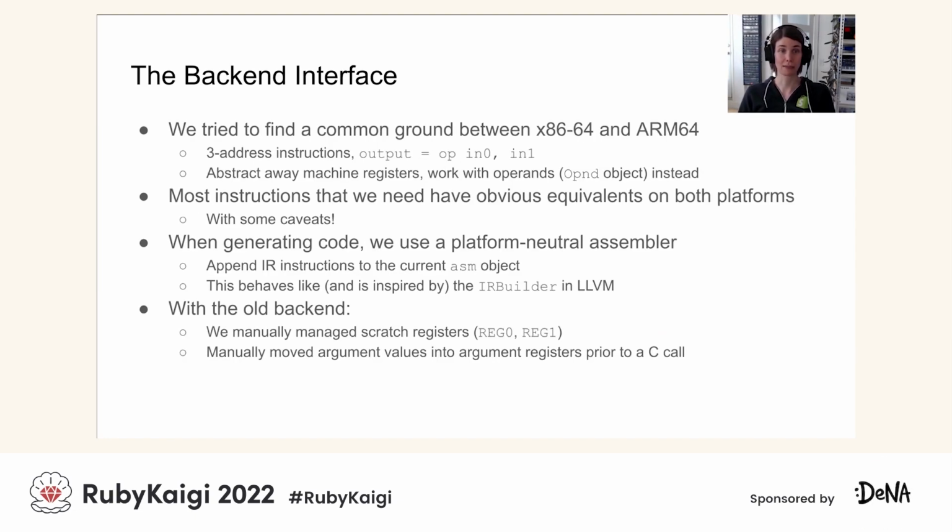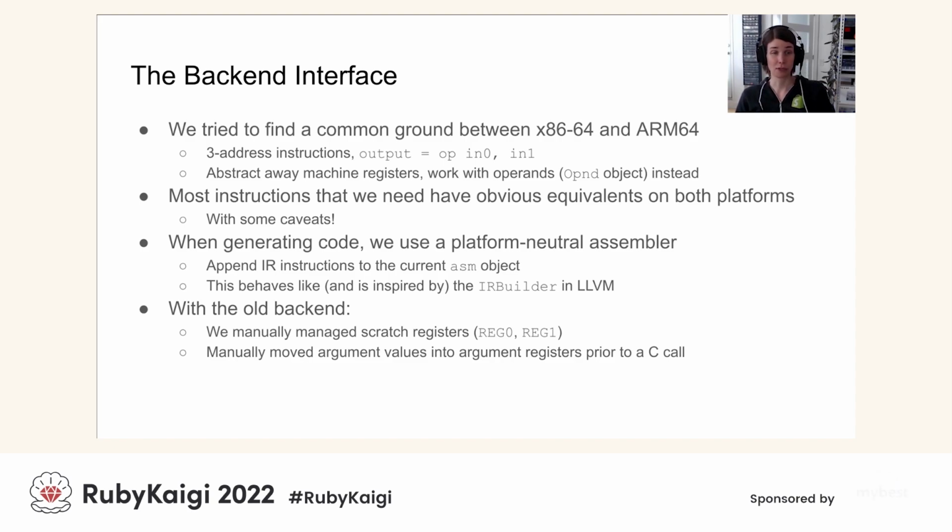So in the design of our new backend, we tried to find a common ground between x86-64 and ARM64. We chose to use a three-address instruction format, where instructions have input operands and output operands. We tried to abstract away machine registers and work with operand objects instead. When generating code, we use a platform-neutral assembler, which we usually call just ASM, the ASM object. This behaves a lot like the IR builder object in LLVM, if you've ever used LLVM. Finding a common ground wasn't too hard because most instructions we need have obvious equivalents on both platforms, with some caveats that I'll talk about in a moment.